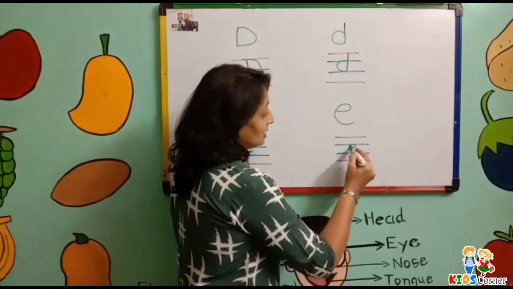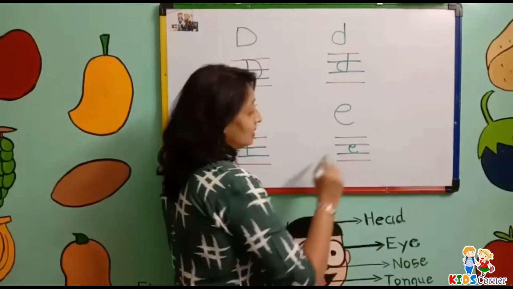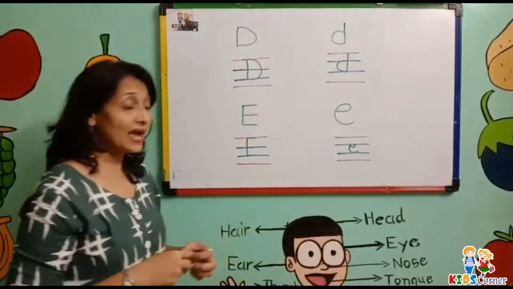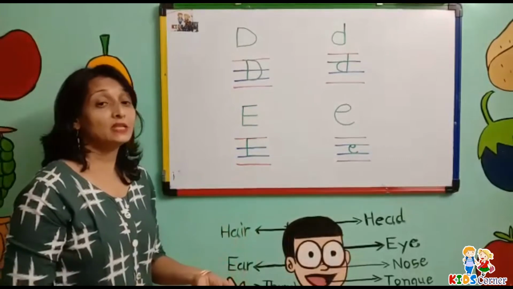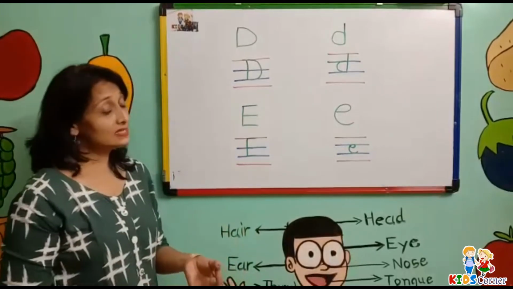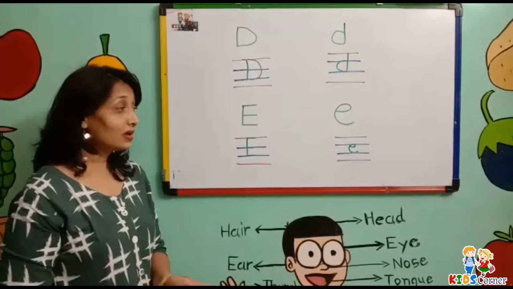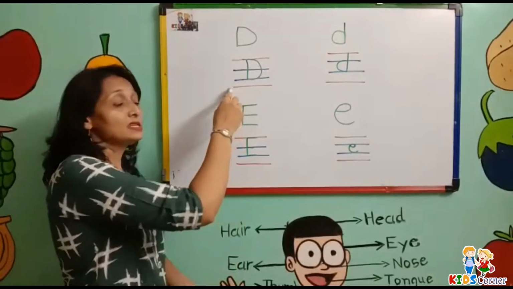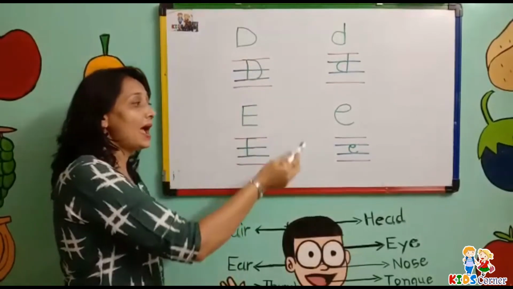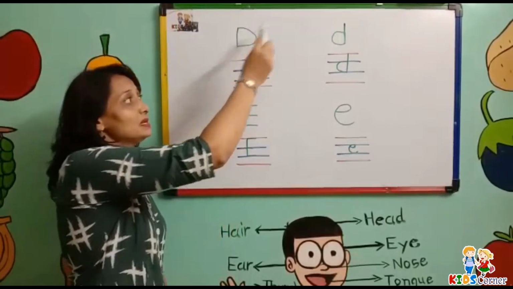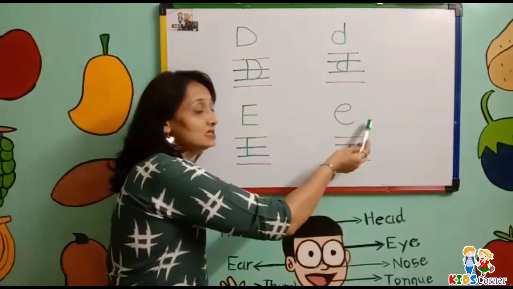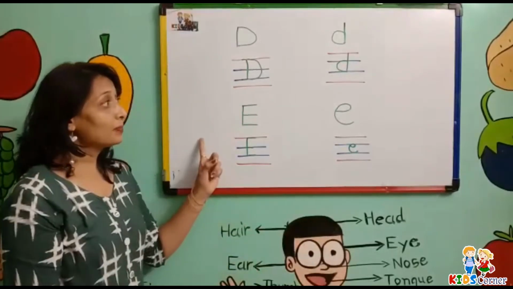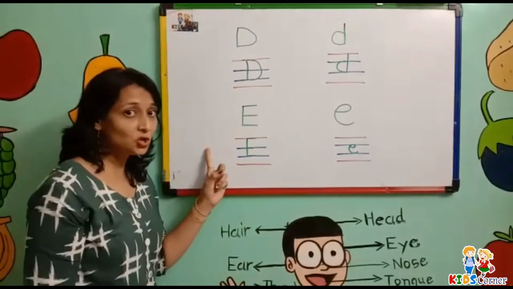This is E. Okay. What does E stand for? You all know. E stands for egg. E stands for elephant. E stands for elf. Okay. तो आज हमने क्या क्या पढ़ा? D and E. Capital D and this is small d. This is capital E and this is small e. तो ये आपका होमवर्क है. You have to finish this homework और हमको सेंड करना है.